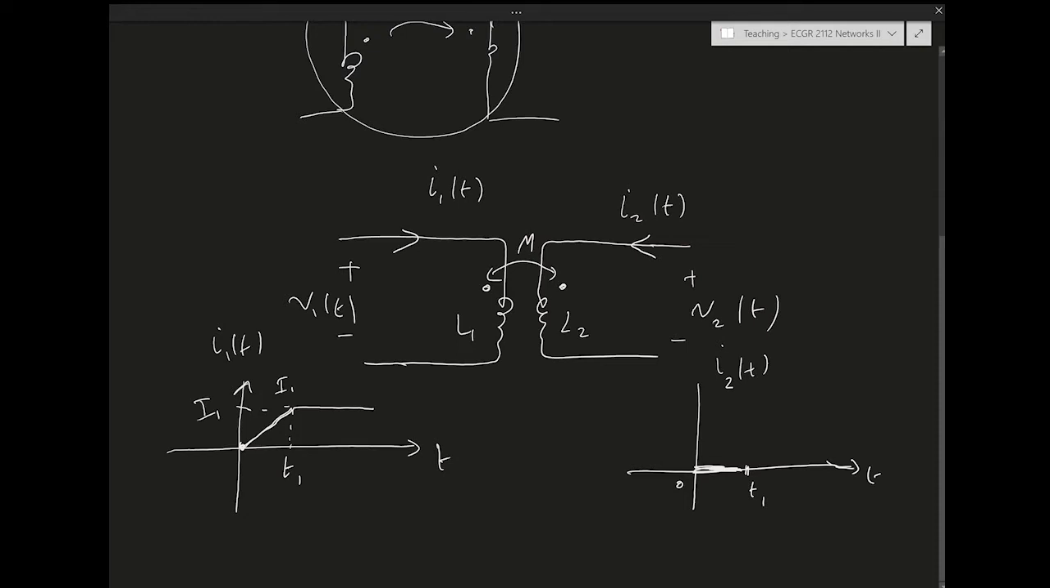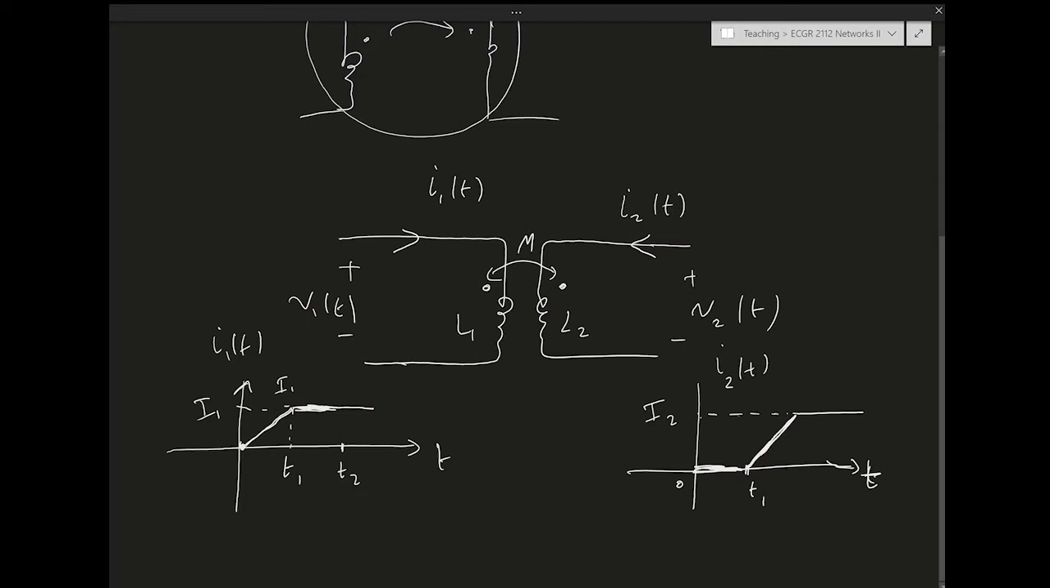Then from T1 to T2, nothing will happen as far as I1 is concerned. It will remain constant. We're setting up the experiment such that it remains constant, while I2 is going to grow from 0 all the way to I2 capital, to this constant. And it's going to remain there.